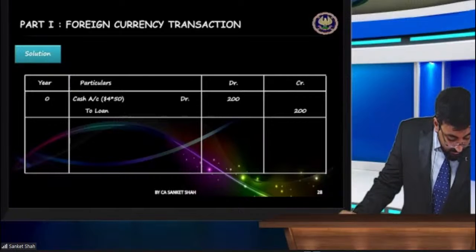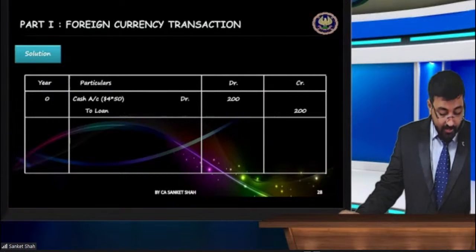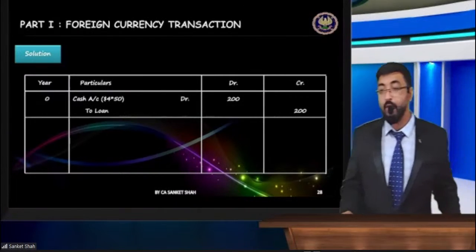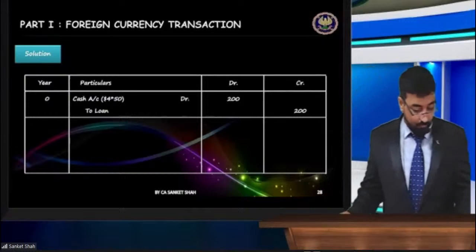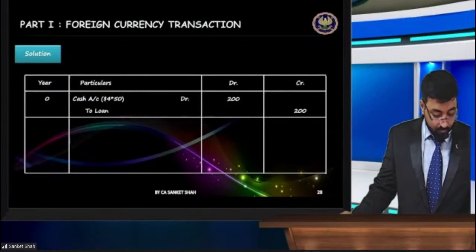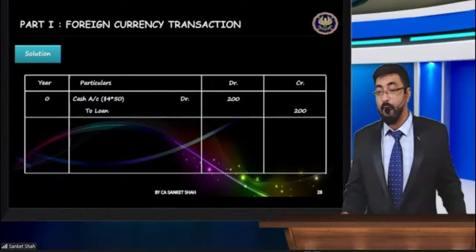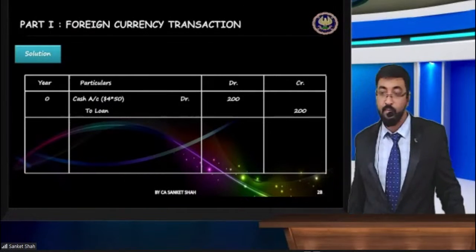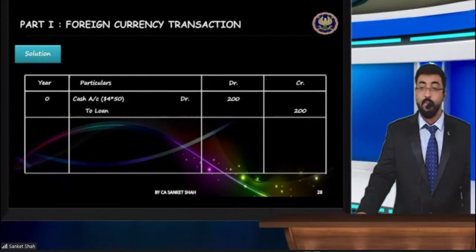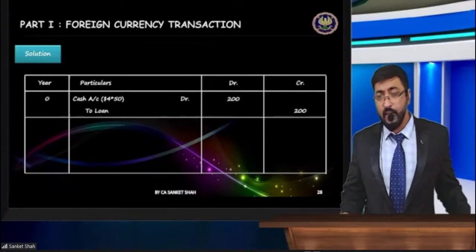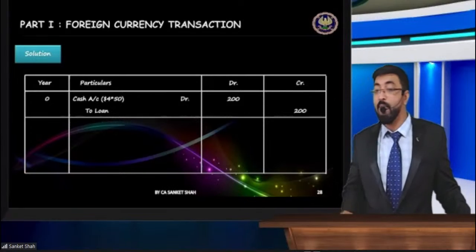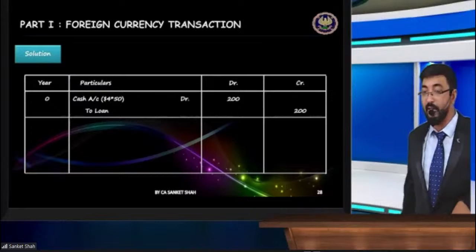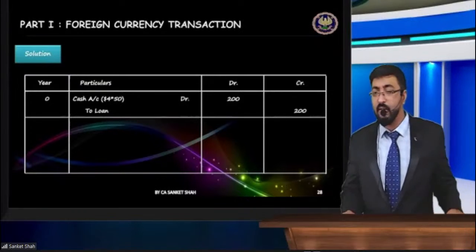Sneha answered it correctly. Sorry, Kunal answered it correctly. Cash account debit to loan. Very good. So cash account debit to loan. Yes, you answered correctly. Now tell me what is the entry. I'm waiting for your second entry. Don't write it. Just think.